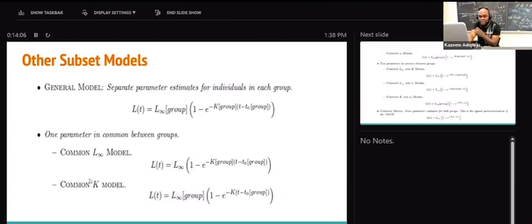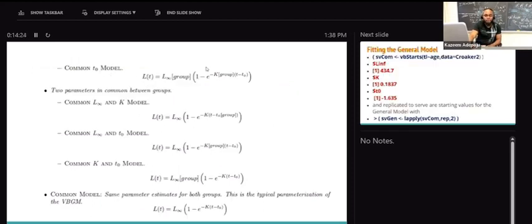Now, when you look at the common K, you are not going to have group for K, but you're going to have group for the other parameters. So this is a situation where K is common between two groups. Now, what about when T0 is common between two groups? This is a model specification. Any question?